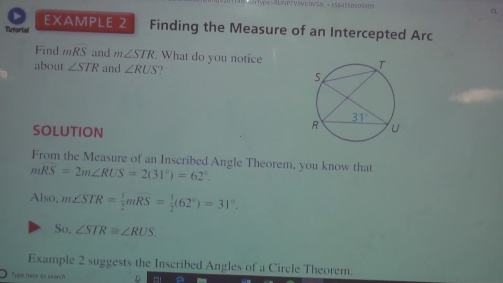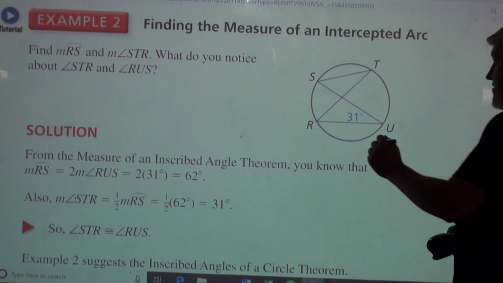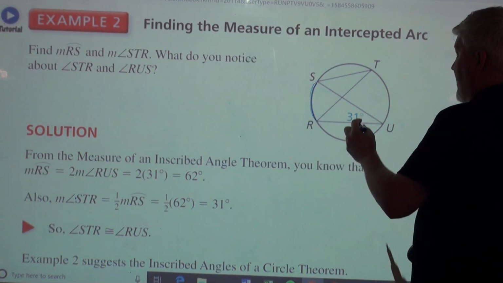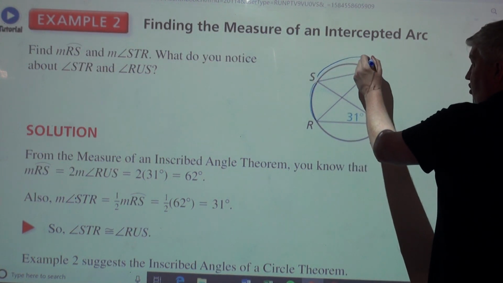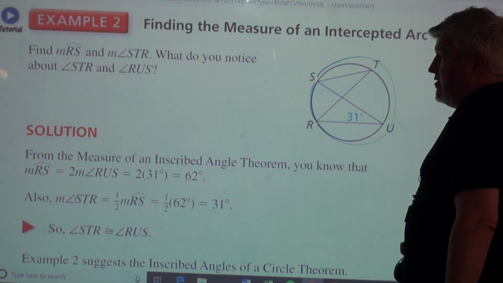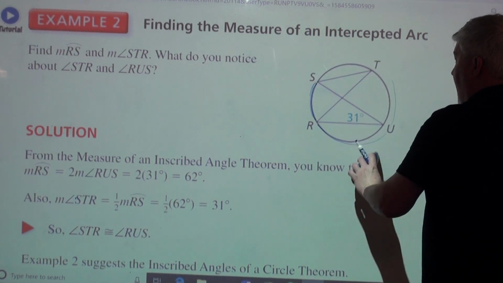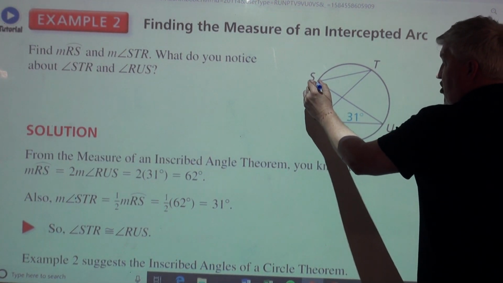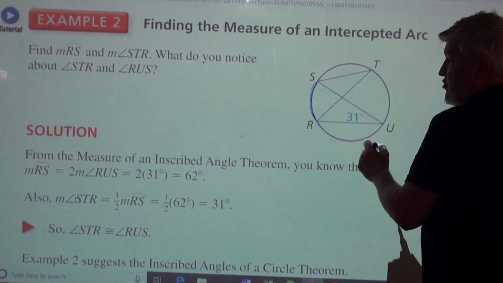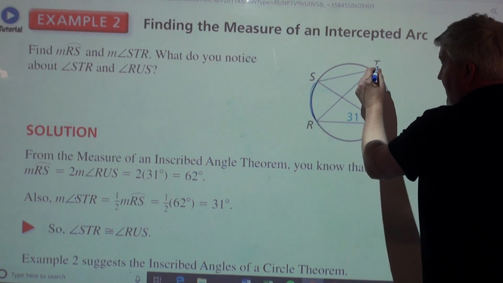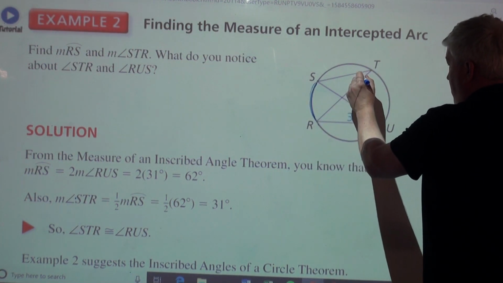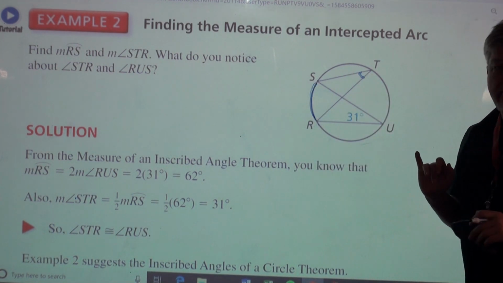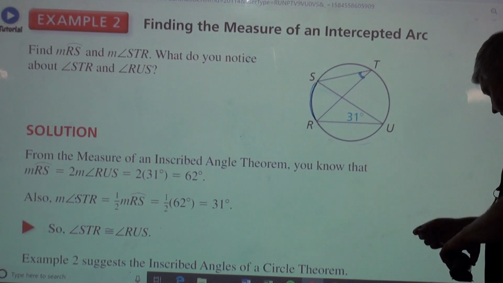So with this example, it says find the measure of arc RS, and the measure of STR, which is all the way around. I'm sorry, not arc, angle STR. So it says find the measure of arc RS and the measure of angle STR. Right there. So we want to measure this arc and the measure of this angle. Let me see if I can use a different highlighter to point this out.